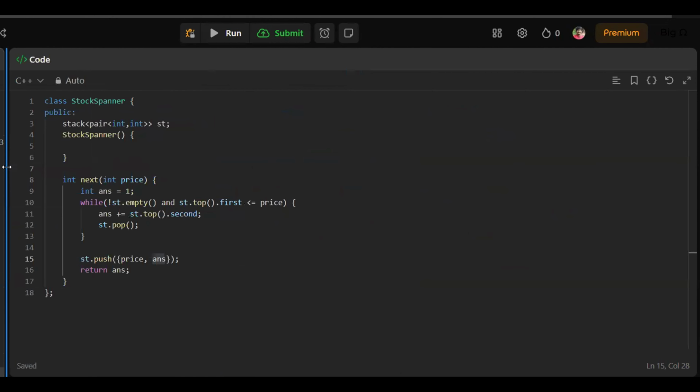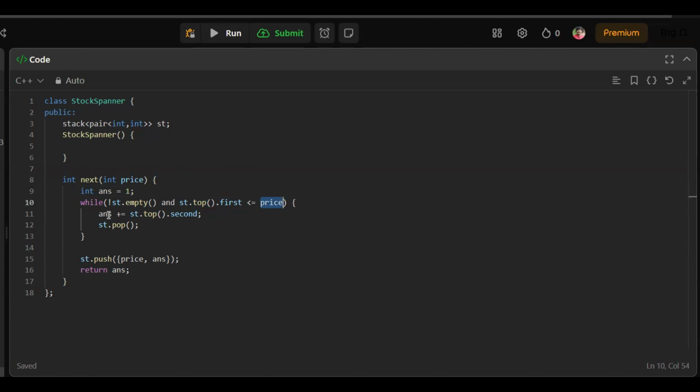In this problem, the code is pretty simple. We are given a function named next, which has a parameter price. Now here we have declared a stack which will store the pair of elements. Initially the answer is 1, which is the default for the price. Now we have to repetitively check whether the stack top element's first element is less than or equal to price or not. Yes, it is.